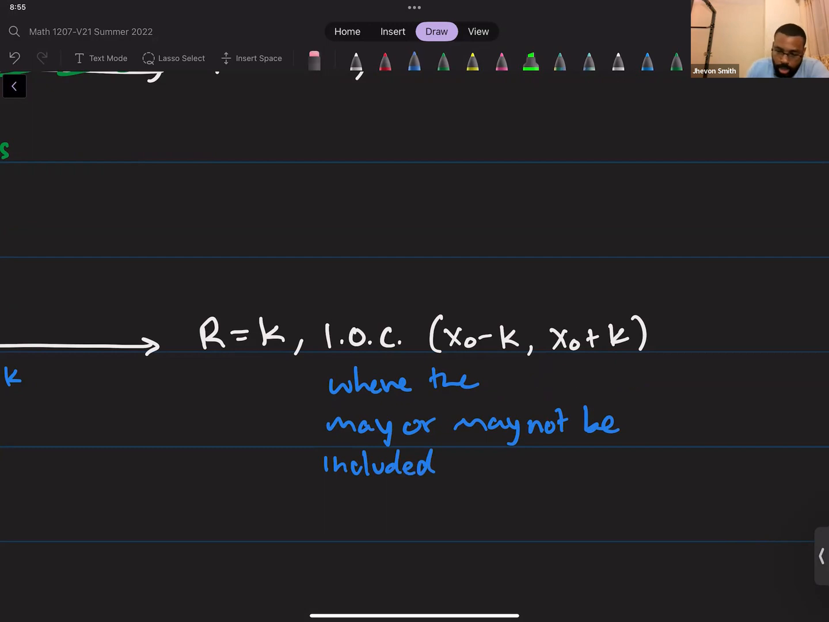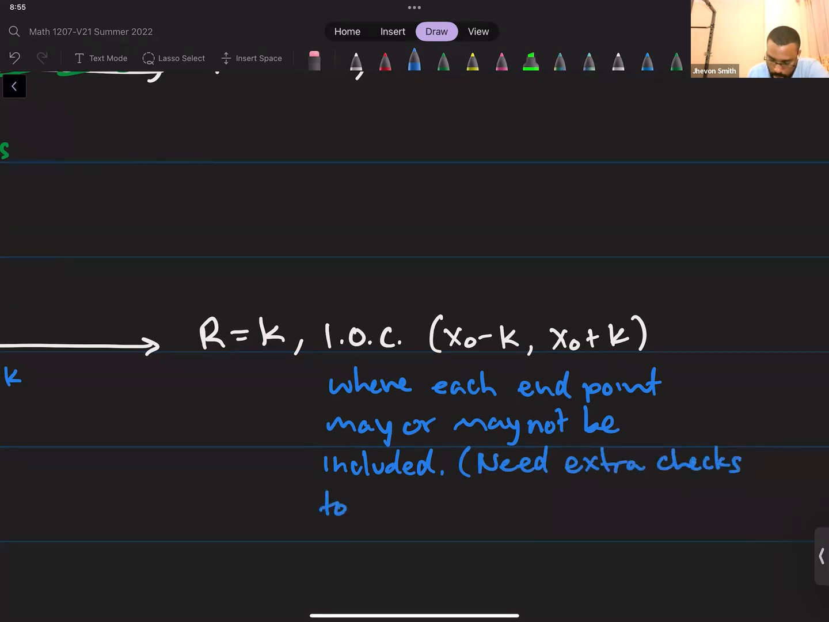You can say where each endpoint may or may not be included. Need an extra check. Need extra checks to determine. Technically, this appeared to be insane.